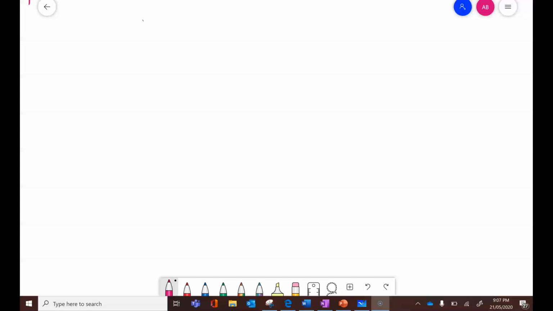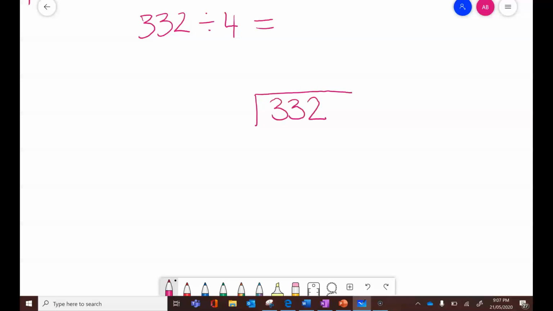So I'm going to divide 332 divided by 4. So I have 332 lollies. I'm going to split them up between 4 people. What is the answer? So let's use the algorithm to find that out. So I have to draw my box. 3, 3, 2 inside. And then I'm going to put the 4 outside because that's how many groups I want. And remember, our answer goes along the top.